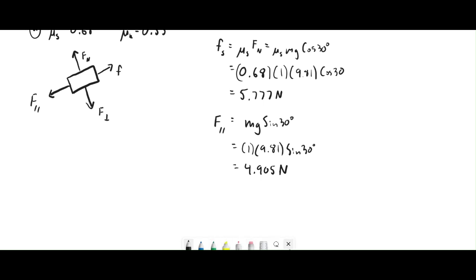Just write out our answer. So the box does not slide because F parallel, the amount of gravity pulling the box down the ramp, is less than the static friction.